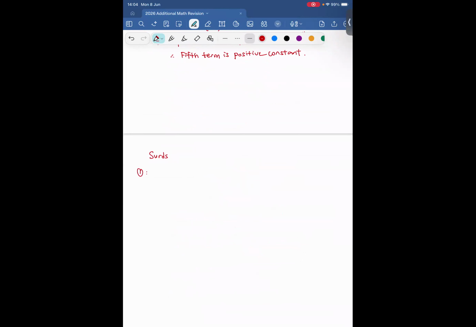The first thing is always simplify your Surds into square root 2, square root 3, square root 5, square root 7, etc. For example, square root 50, don't write as square root 50. You write as square root 25 times square root 2. That will give us 5 square root 2. Okay. Second thing is your rationalization.